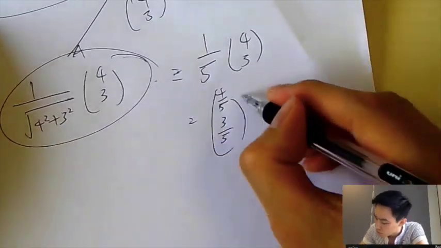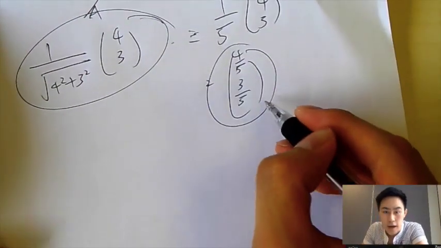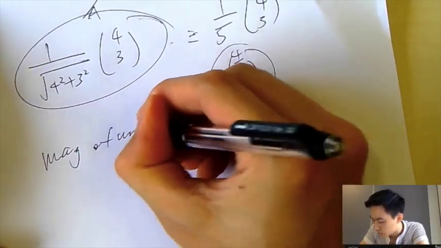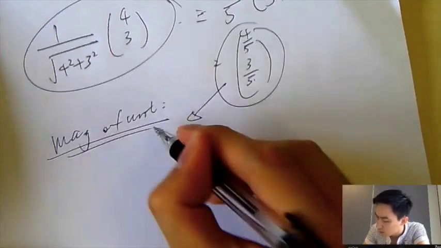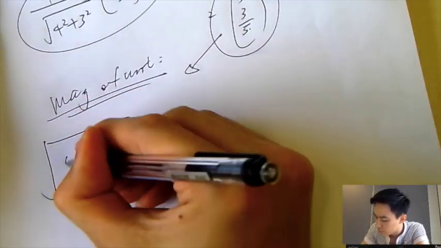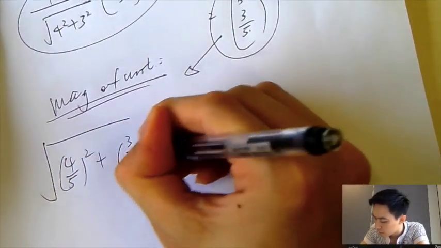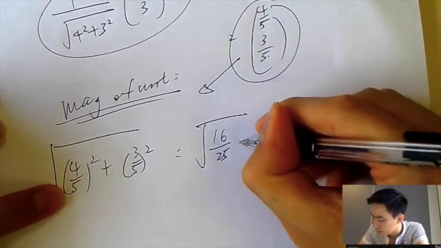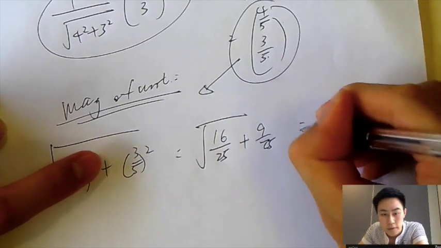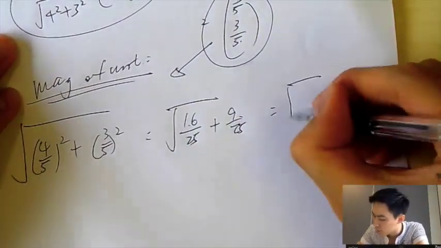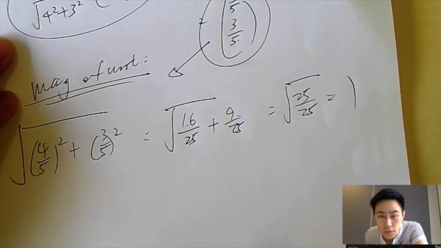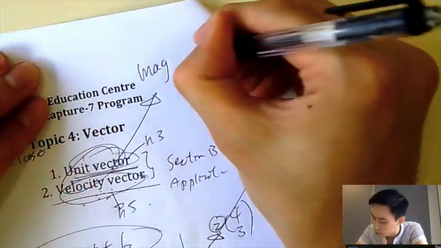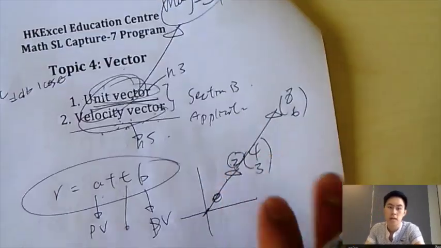So you have this, and then if I ask you to find the magnitude of the unit vector, then you'll be surprised. So the square root of (4 over 5) squared plus (3 over 5) squared. What do you get? It's the square root of 16 over 25 plus 9 over 25. So 25 over 25, which is equal to 1. So the magnitude of the unit vector is always equal to 1. This is very important.